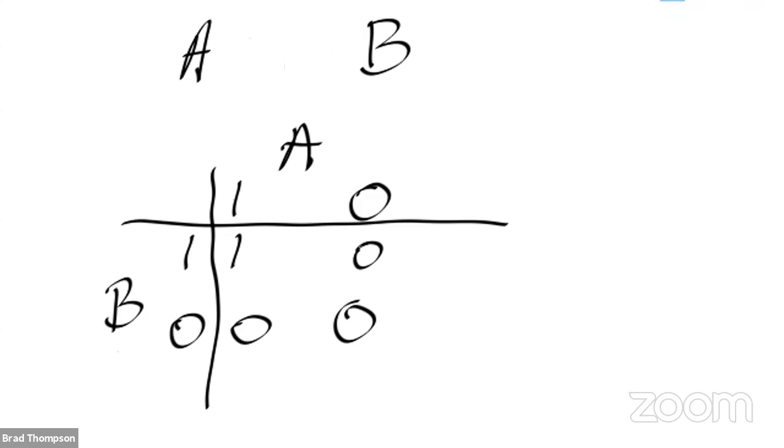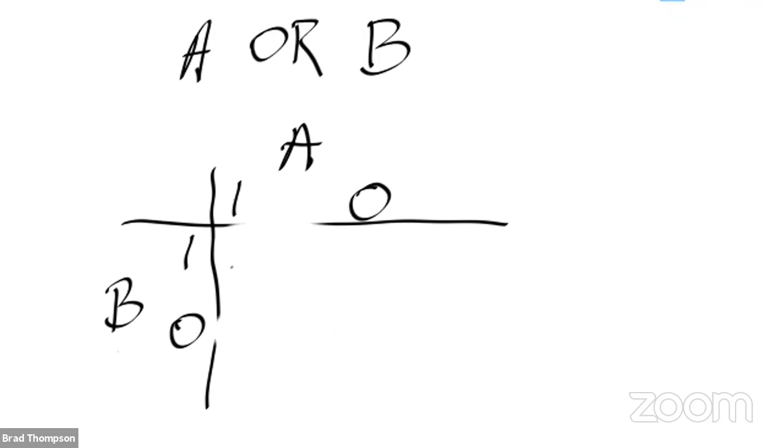So I can also do the same thing for A or B. A or B implies that the result is true if either or both of them are true. So if A is true and B is true, we get true. If A is true and B is false, still get true. If B is true and A is false, still get true. If neither of them are true, we get false. Make sense so far? Okay.